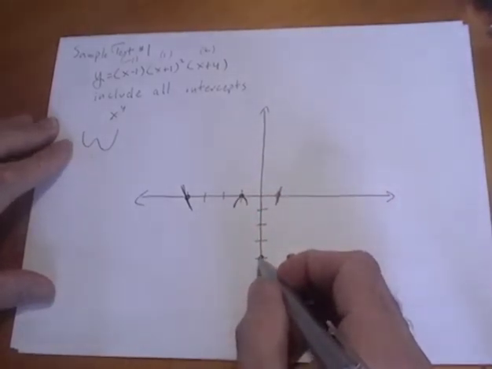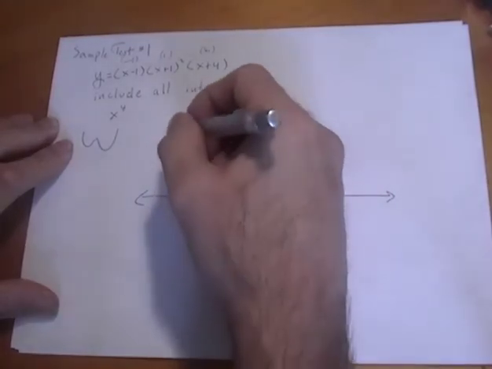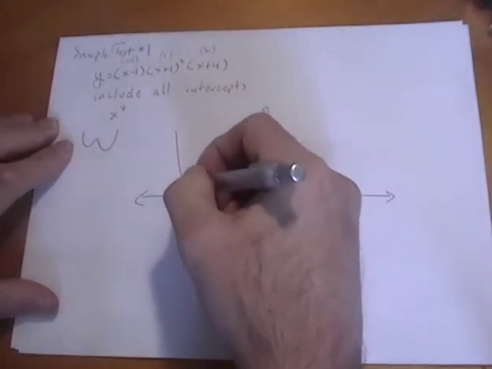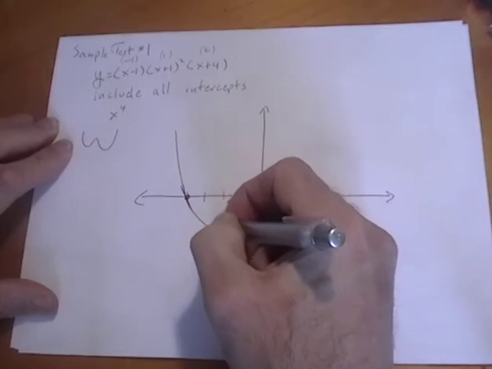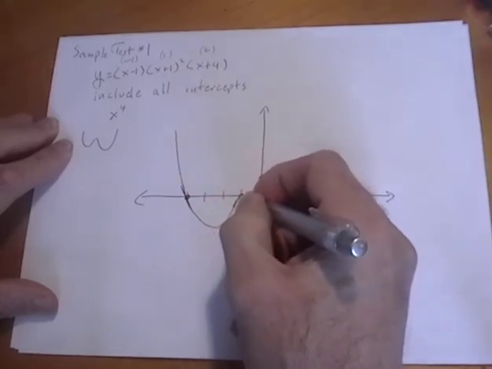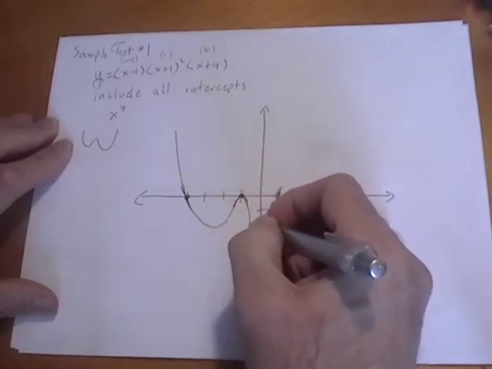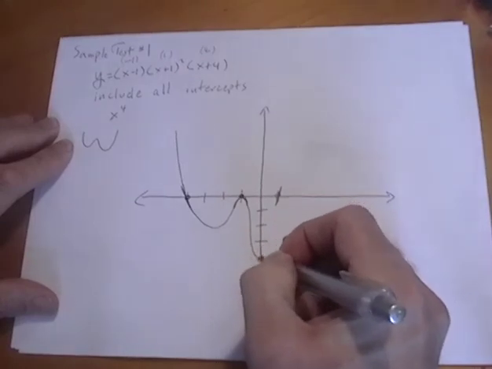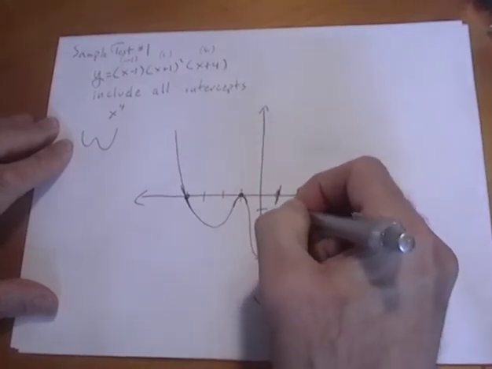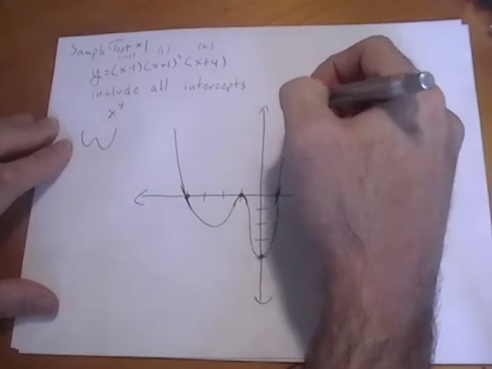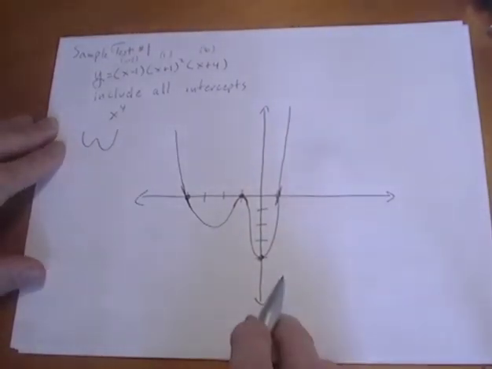Well, now you just have to put all of the information together. So it's going to be falling, go through that point, rising, touching, coming back down, going through, and rising again. And that will be the shape of this graph.